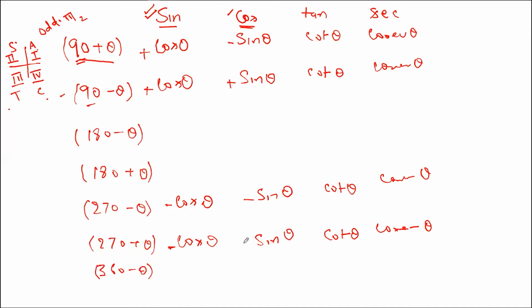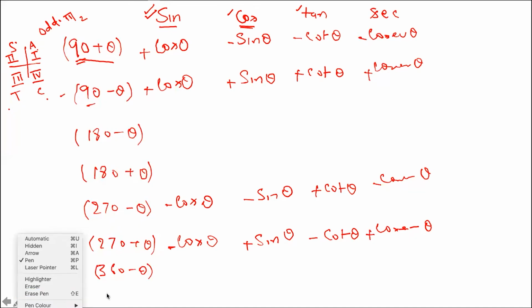And in the fourth quadrant, this will be positive, right? Tan, we have to see the sign of tan, right? 90 plus theta, second quadrant negative, 90 minus theta, positive, third quadrant positive, fourth quadrant negative, right? Sec is the opposite of cos, so same as cos: negative, positive, negative, and in the fourth quadrant it will be positive, right? This is for 90 plus minus theta, odd multiple of theta, right?